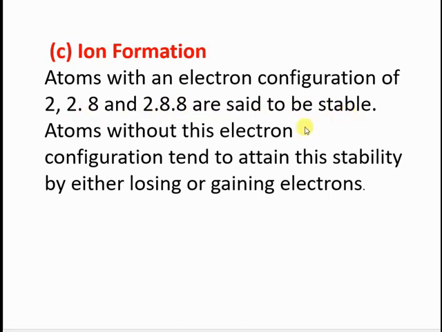That's right. But the atoms without this electron configuration, which we call the octet and the duplet, so this one is the duplet, octet electron configuration, tend to attain this stability by either losing or gaining electrons. That's correct.